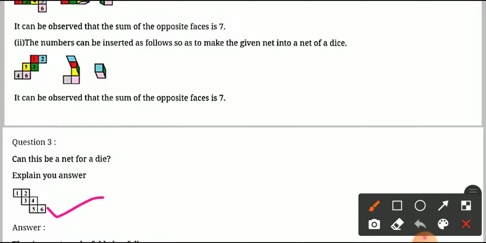This is similar to this. So the first one is 1 and 2, that is okay. Then 5 and 3, here we have 4 not 5, so this should be false. No, it is not a net of a die.